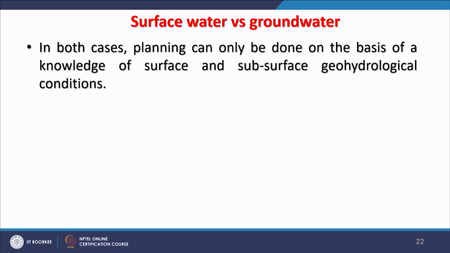So, in both the cases, excess water and conjunctive use, the planning can only be done on the basis of knowledge of subsurface geohydrological conditions. That means extensive or detailed studies are required for all areas. So, let me now summarize what we have discussed in this particular lecture about the different characteristics of surface water and groundwater, and one by one we will be going through.